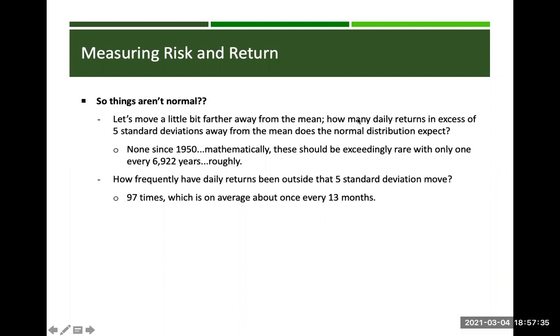Empirically, in real life, they've happened 97 times since 1950. On average, about once every 13 months. Now that's on average. Sometimes they're back-to-back days. Sometimes they're 5 years in between them.